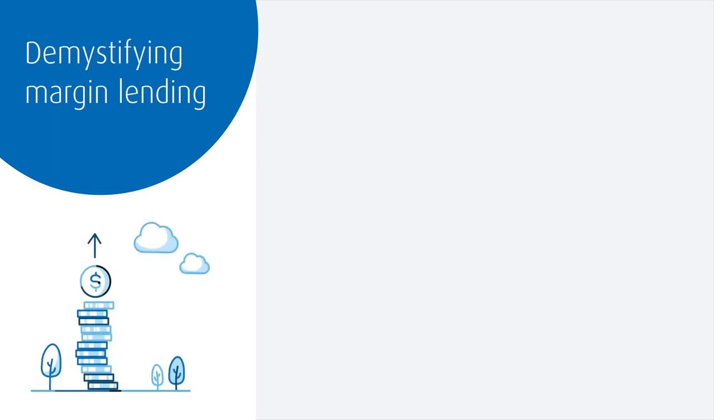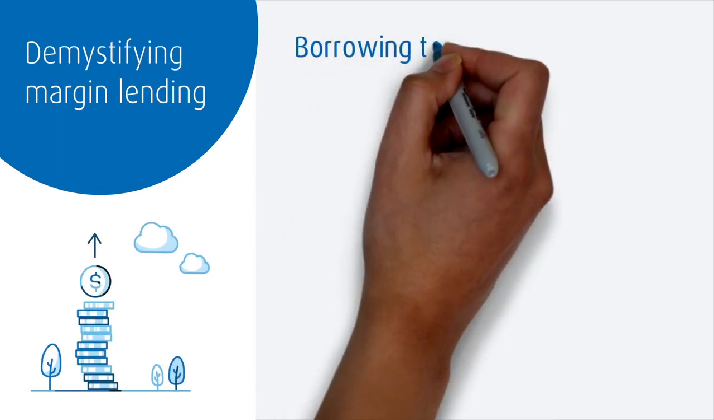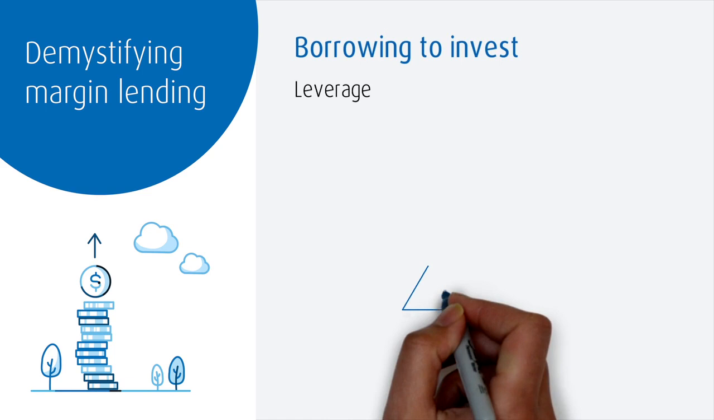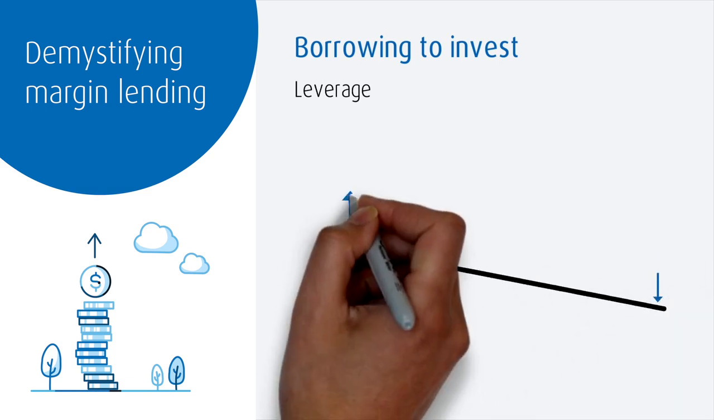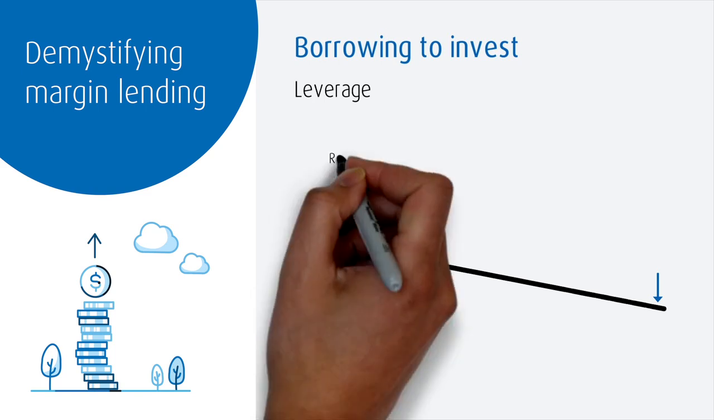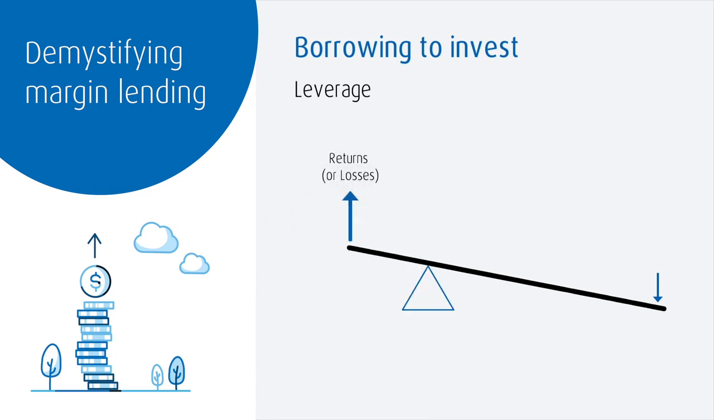Margin 101. The simplest way to think about margin is to think about borrowing to invest. This is also known as leverage. It gets this name because, like a lever in physics, which allows you to amplify a force, leverage in investing can allow you to amplify the possible returns or losses of a trade.